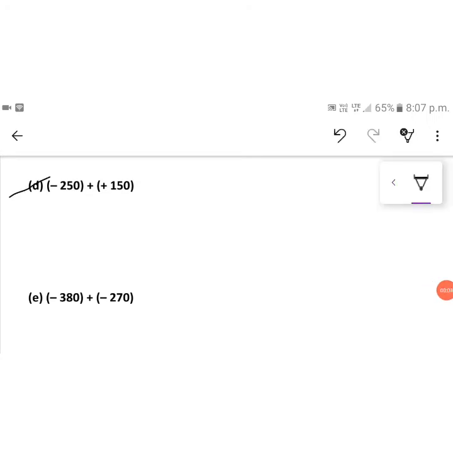D part. Minus 250 plus 150. If the two numbers have different signs, then subtract the two numbers. Minus 250 plus 150 is equal to 100. And give the bigger number's sign. Here the bigger number is 250 and the sign is minus. So the answer is minus 100.